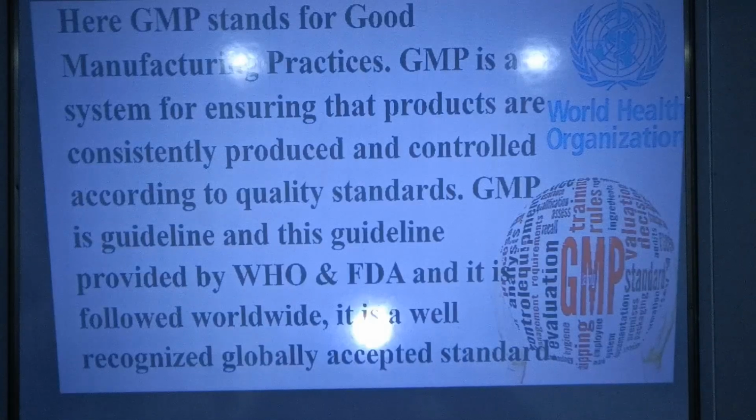Here, GMP stands for Good Manufacturing Practice. GMP is a system for ensuring that products are consistently produced and controlled according to quality standards. GMP is a guideline, and this guideline is provided by WHO and FDA and it is followed worldwide. It is a well-recognized, globally accepted standard.